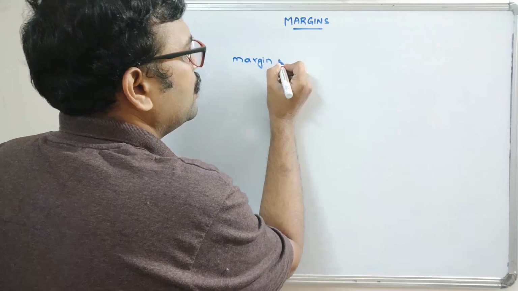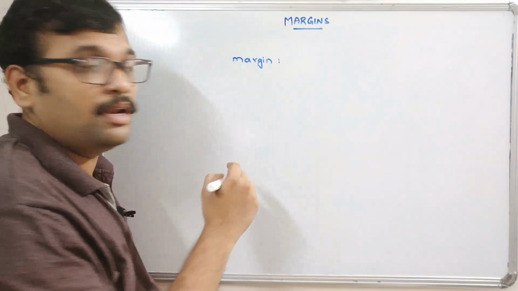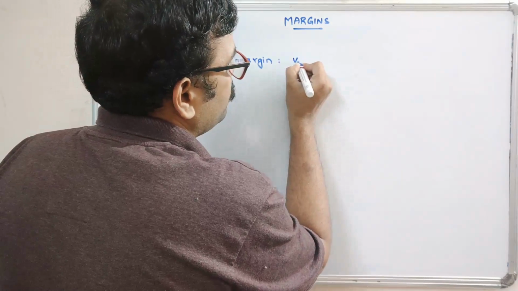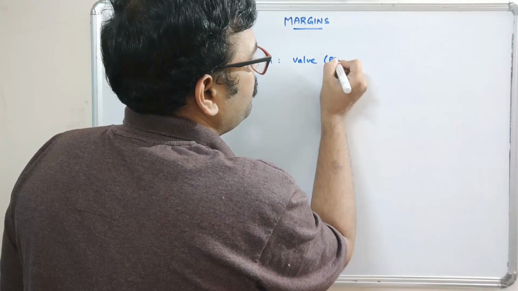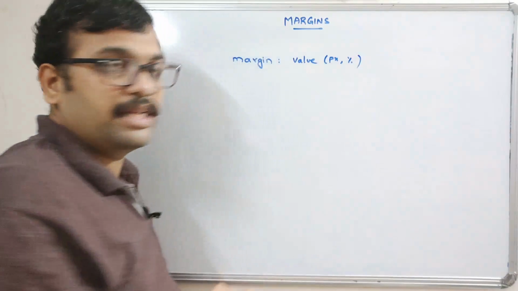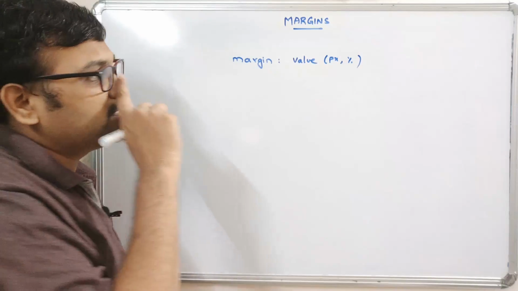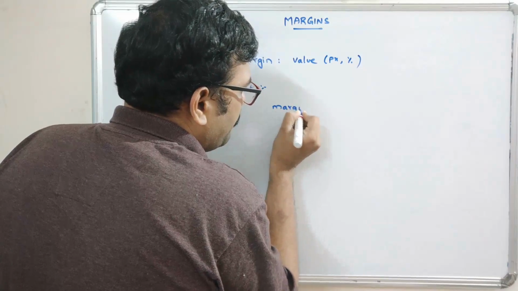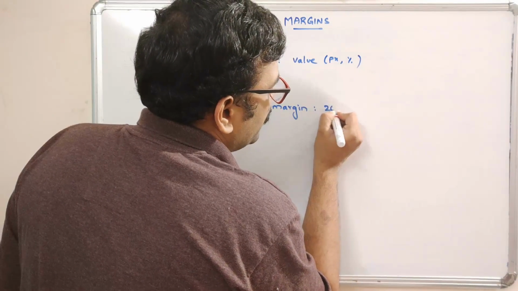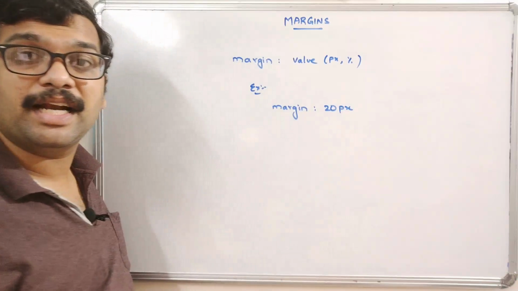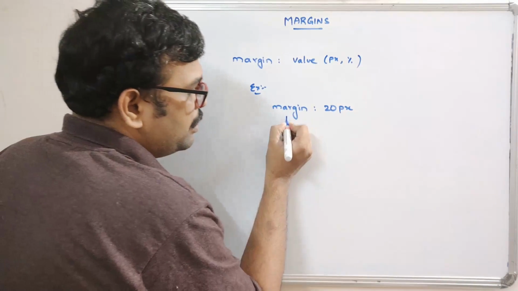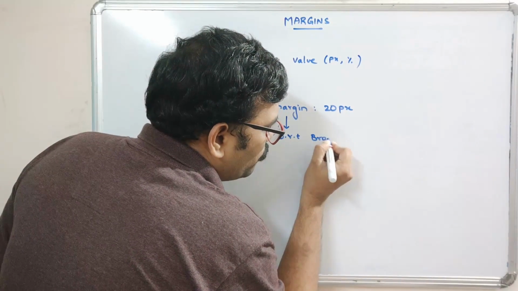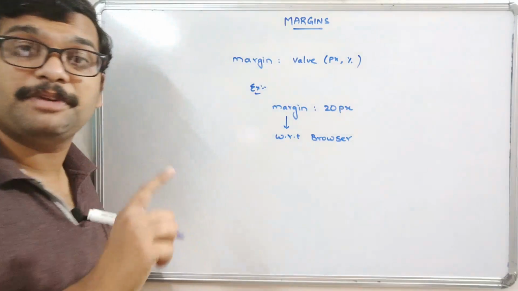Margin hyphen, and here we can give four values or a single value. Here we have to give the value in terms of pixels or a percentage. For example, if you go with margin colon 20 pixels, pixel should be represented as px. Okay, so here margin is with respect to the browser window, with respect to the browser.